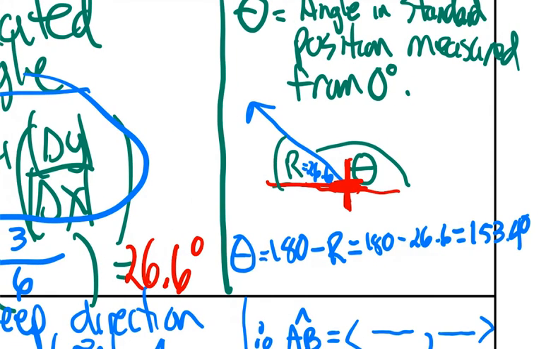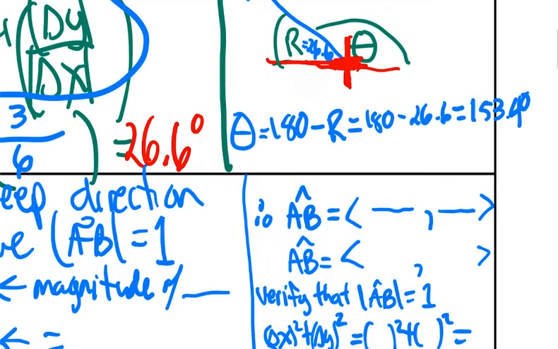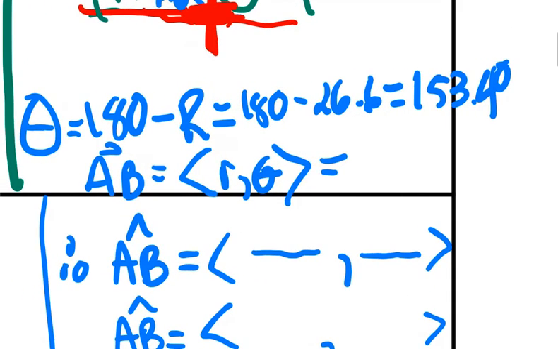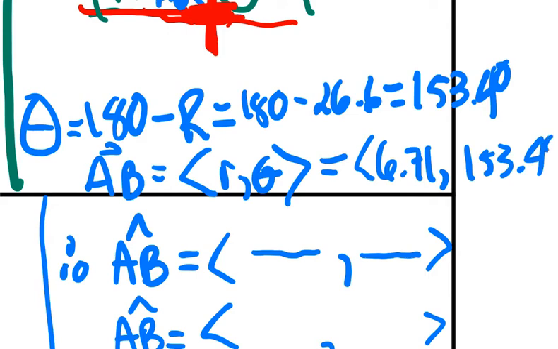So one of the ways that we can describe our vector then is this. Vector AB in this form is r comma theta. R represents the radius, which is the length or the magnitude. Do you remember what that was? 6.71. So think of it as being 6.71 centimeters long is the length of that vector. And then what's the angle from 0? The angle from 0 is 153.4 degrees.